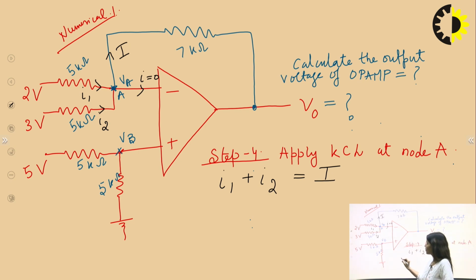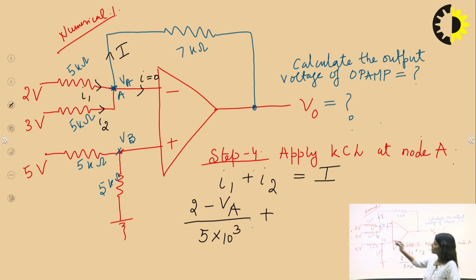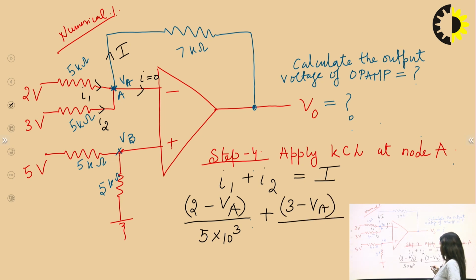Here I1 is what? 2 minus VA, the potential drop across the 2 points, upon resistance 5 kilo ohm, 5 into 10 raised to the power 3, plus this current I2, 3 minus VA, the voltage difference upon resistance 5 into 10 raised to the power 3, is equal to I, which is VA minus VO upon 7 into 10 raised to the power 3. This is my equation number 1.